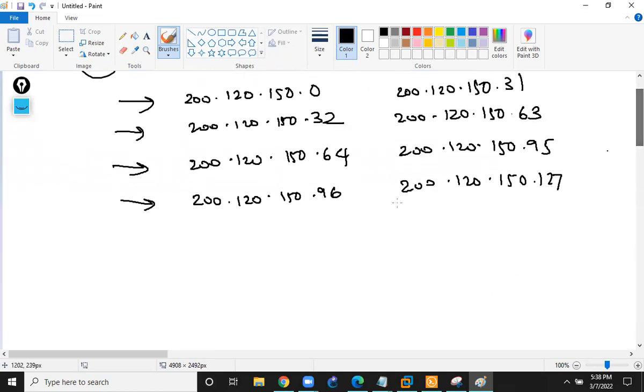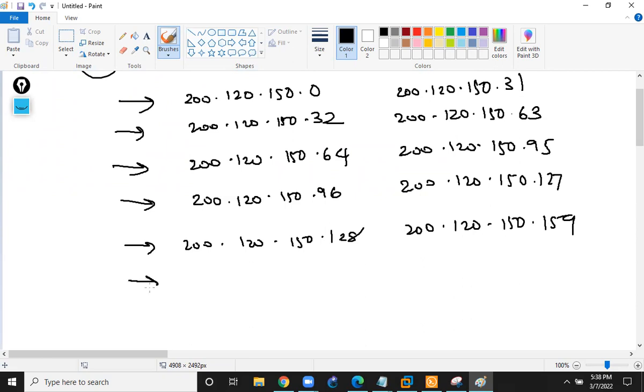Next, subnet address 200.120.150.128, and broadcast 200.120.150.159. Okay. Next, 200.120.150.160, broadcast 200.120.150.191. Okay. And now Deva can carry on.